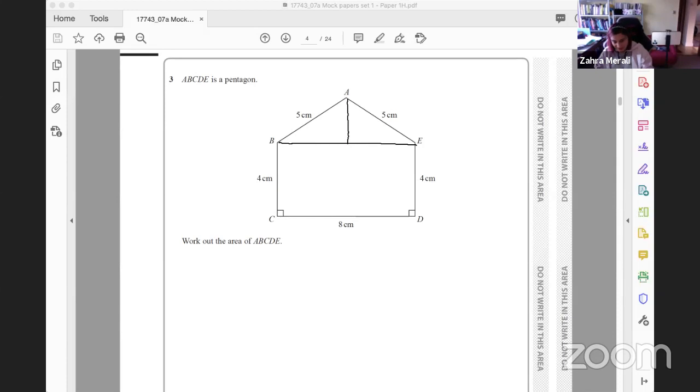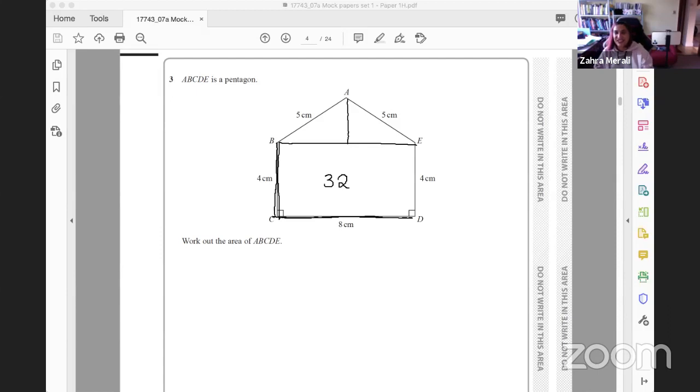4 times 3. I've got 4 and 4 times 8. I'm losing my head, sorry. I'm looking at someone's question at the same time. So 4 times 8, let's start again. My rectangle is 4 times 8, which is 32.